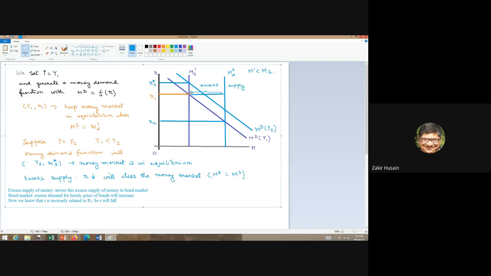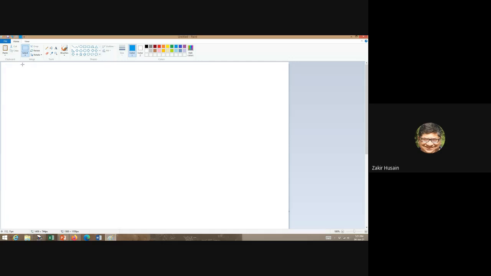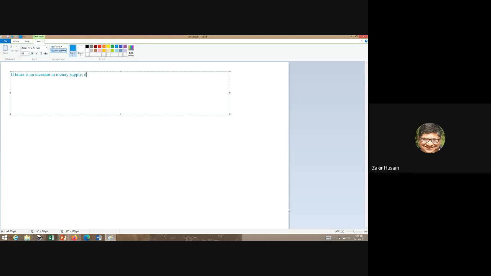So what we are seeing over here is that if money supply is increased, for each level of Y, the rate of interest at which the money market is at equilibrium will be lower.